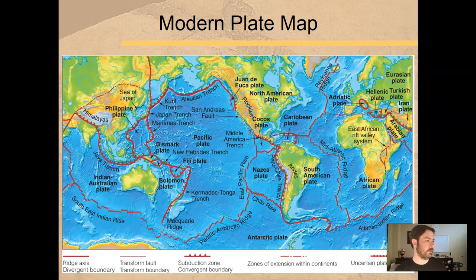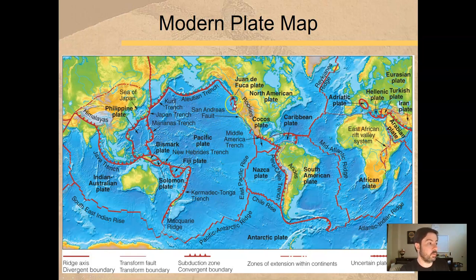So here's a modern map of the different plates that the Earth is made up of. There's a handful of major plates, big major plates, and a bunch of smaller little ones. For instance, we sit on the North American plate. Here in Arizona, we sit on the North American plate. Then we also have this very large Pacific plate.